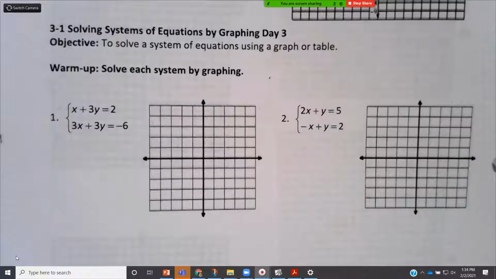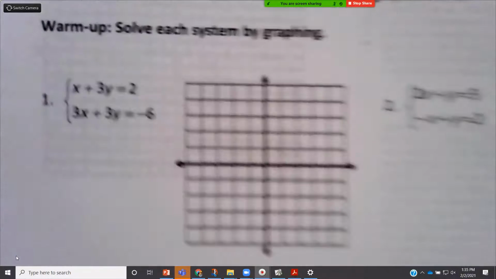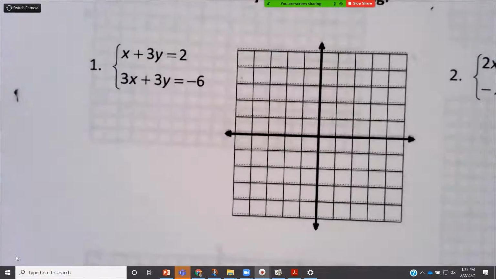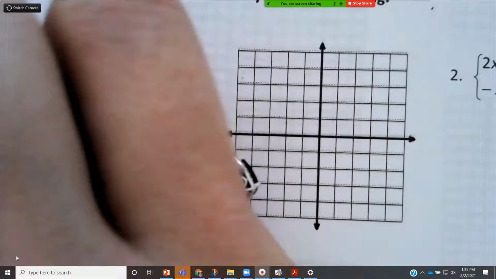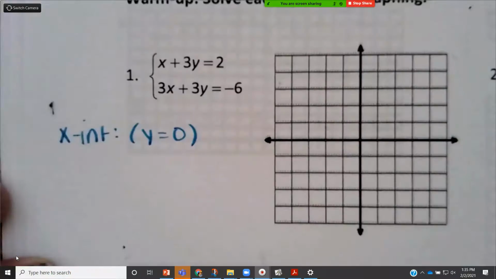With this graphing day 2 activity, the bell ringer is what we did yesterday. For these types of examples, we set each one up and find how to graph it. You have two ways to graph: you can graph by finding your x and y intercepts, or you can graph by finding the y equals mx plus b form.